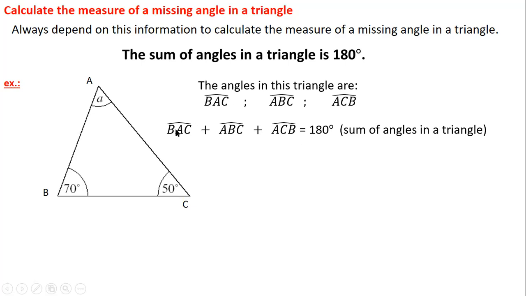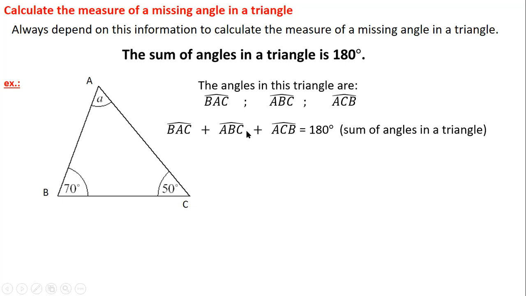Now, after writing this sentence, I ask myself, do I know the measure of angle BAC? I look at angle BAC. Do we know the measure of it? Do we have its measure in numbers? No. So this is the missing angle. I leave it as it is, BAC.